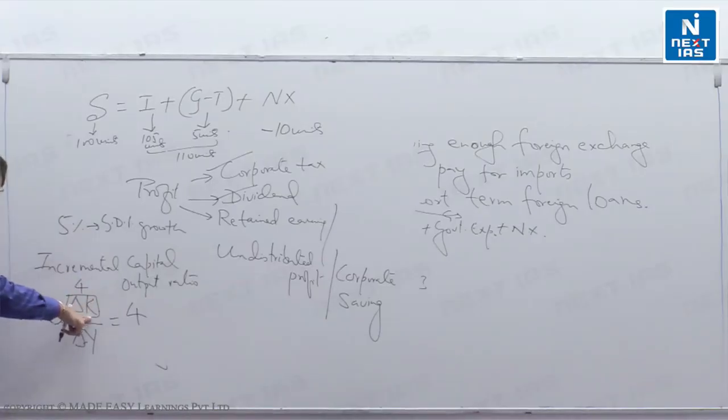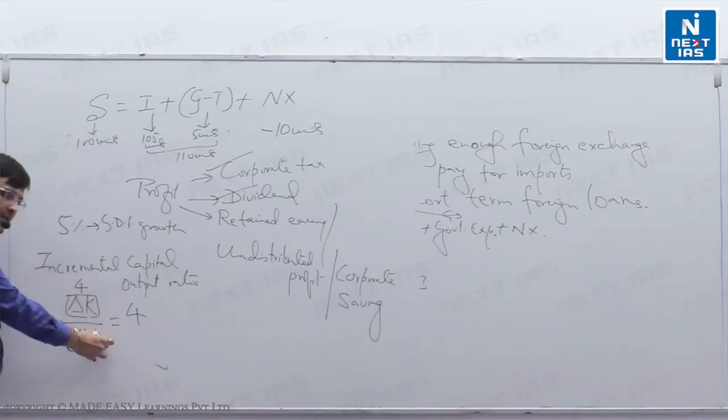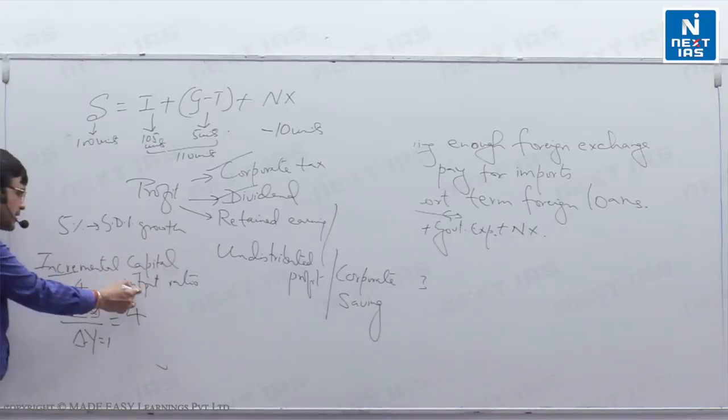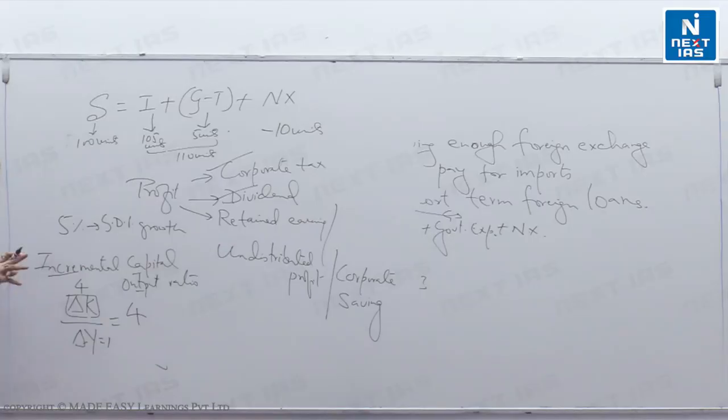This K is for capital in economics. Whenever we use K, it means capital. Whenever we use Y, it means output or income. So for every 1 unit of output, you need 4 extra units of capital. That is the incremental capital output ratio, ICOR as we call it. Now that means if your GDP growth is 5%, you will need your investment to be at 20%.